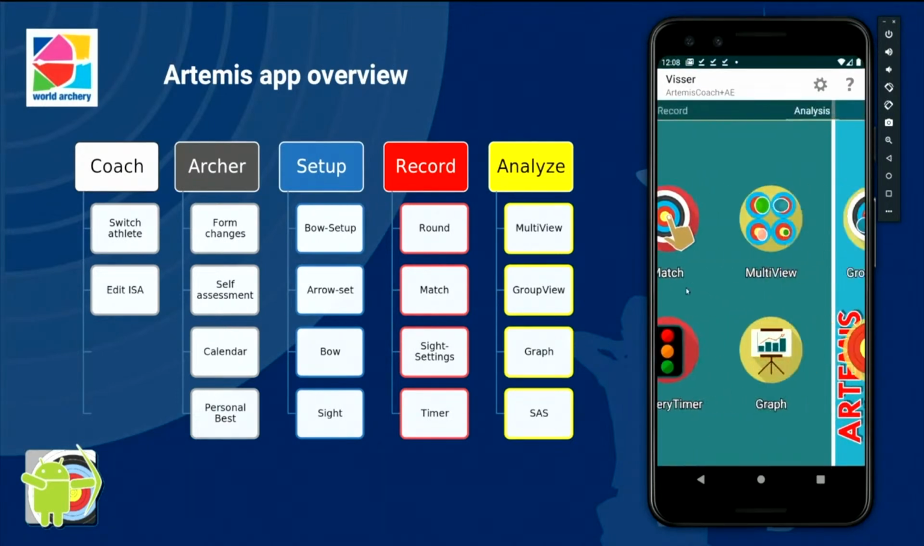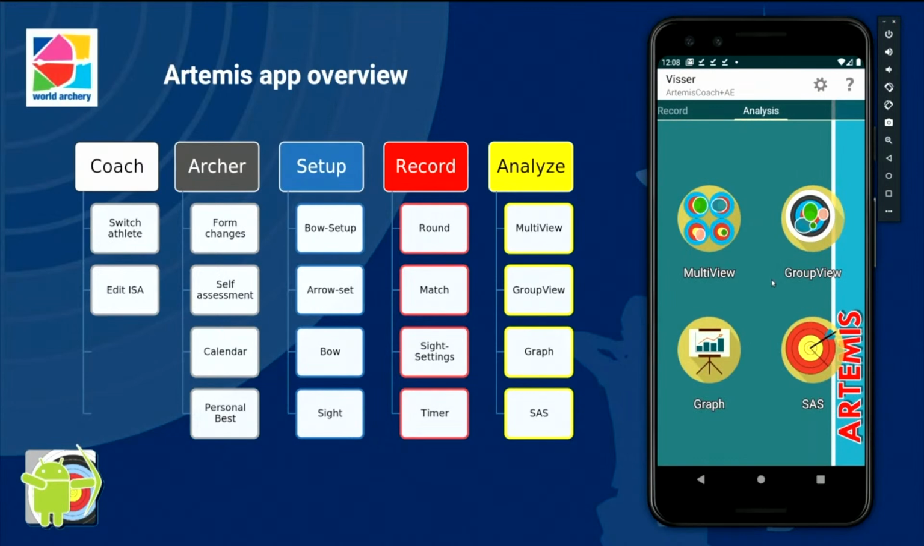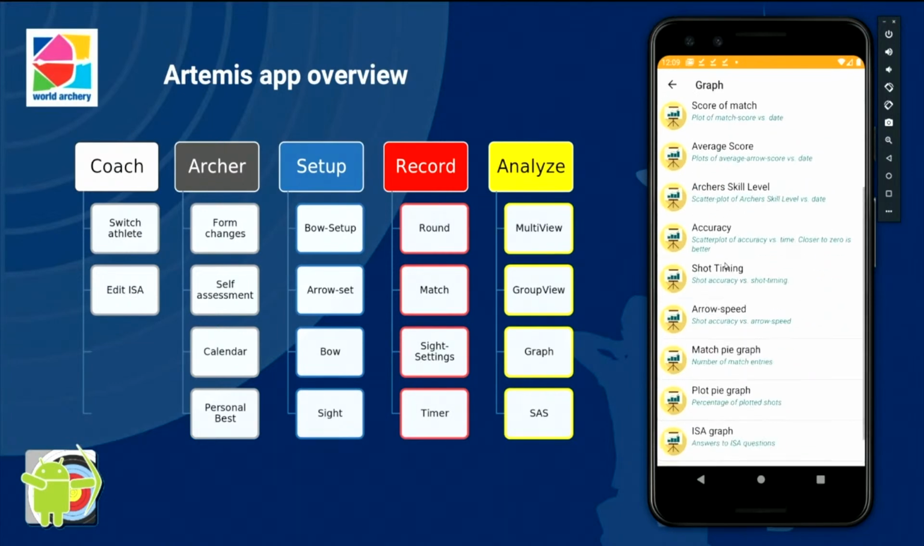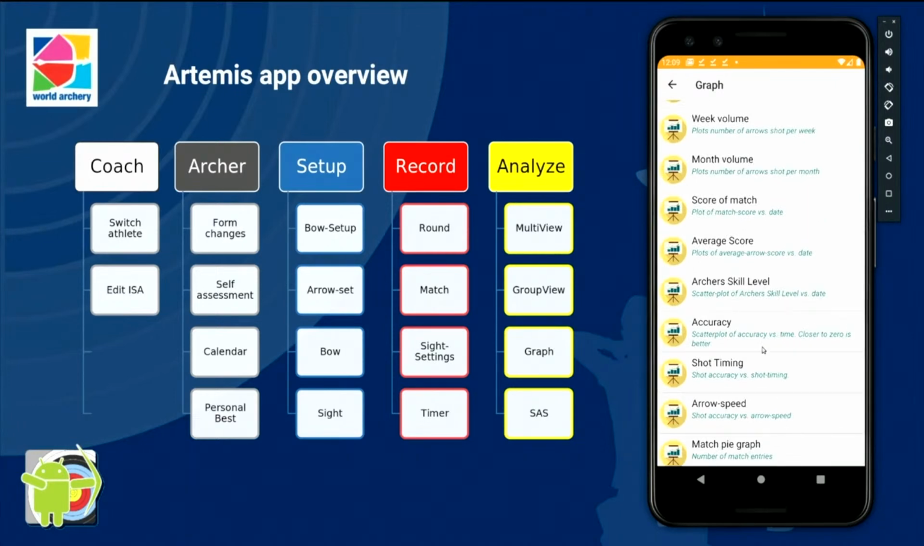And then the final domain is the analysis domain. If you have captured all that data, you can do the analysis on it. You can do analysis in a graph. So these are usually line-oriented graphs where you can see the archer's performance in time. For example, the skill level of the archer in time, or average score on a certain target face, or the volume of arrows that an archer shot in a week or in a month, or well, whatever. So there are different graphs that you can use.